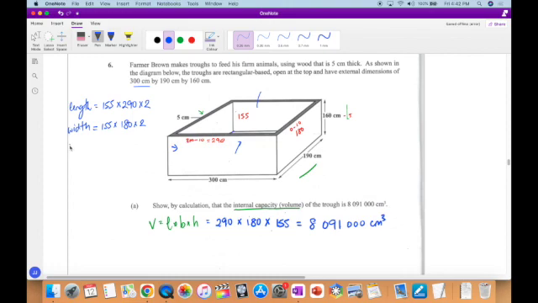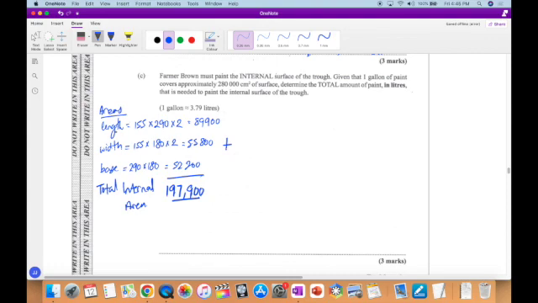And then the base, which will be the internal figures, will be 190 times 290, sorry, times 180. And so these things will work out to be, right? So the length I got to be 89,900, the width 55,800, the base 52,200, and when we add them all up, the total internal area is 197,900.